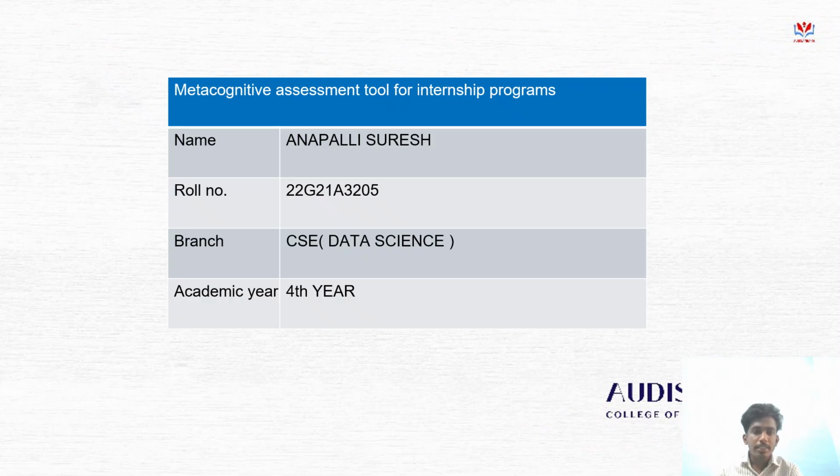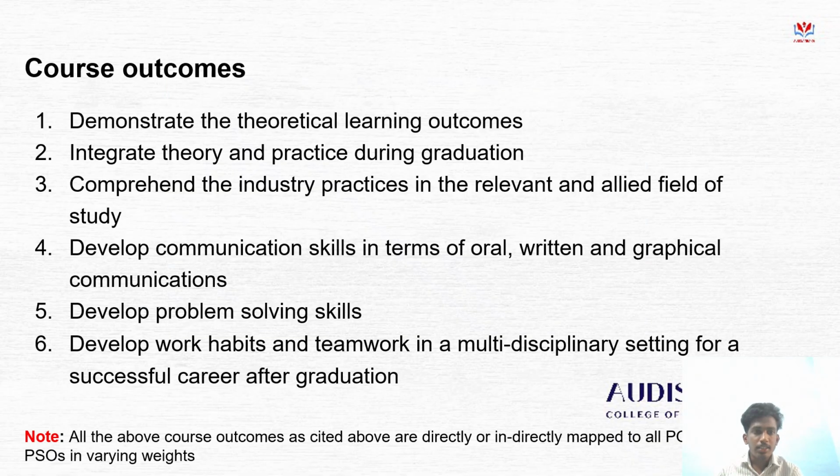These are my details about the programming academic 2026 course and outcomes. It demonstrates the theoretical learning outcomes and integrates theory and practice during graduation. It covers comprehensive industry practice relevant to the allied field of study, develops communication skills, oral, written, and graphical communication, develops problem solving skills, develops work habits and teamwork, and manages wellness settings for a successful career after graduation of this internship.